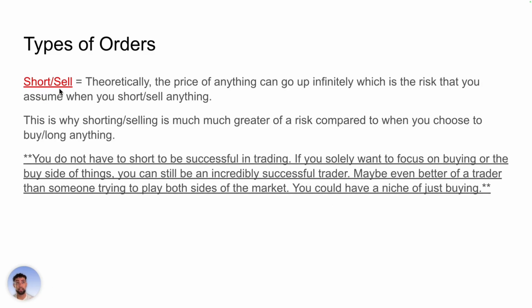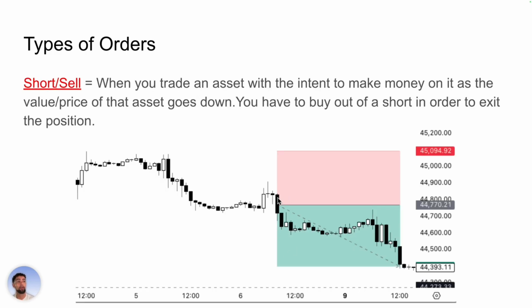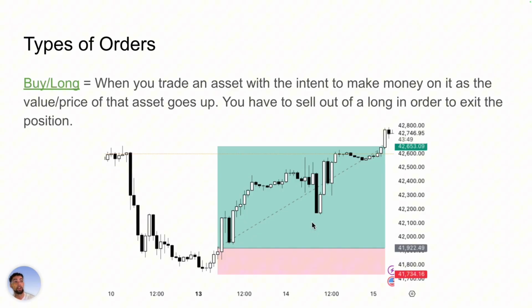For shorting or selling, theoretically, the price of anything can go up infinitely, which is the risk that you assume when you short or sell anything, right? So in this case right here, you wanted it to go lower, right? In this case, it did go lower. But let's just say instead of this buy, let's say you shorted right here, right? And you wanted price to go down here, but price is going up higher. So you're losing. As this continues to occur, you're continuing to lose, right? This is the thing with selling.